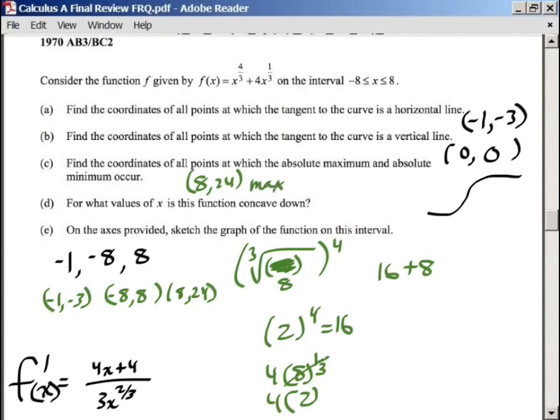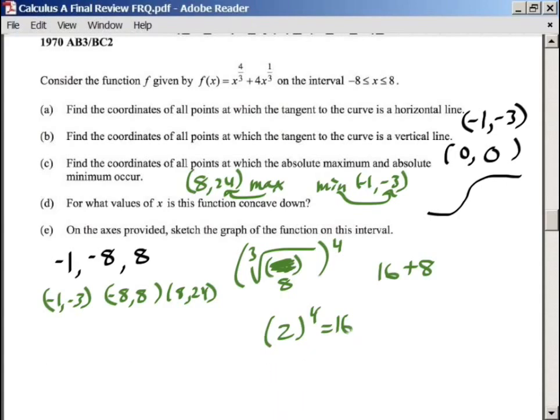And actually it's technically just the 24 that's your max. 8 is where you find it. Your min is going to be the -1, -3. So your min is the -3. It does say find the coordinates. Oh, it says coordinates. Okay, so you have to have those coordinates right there.